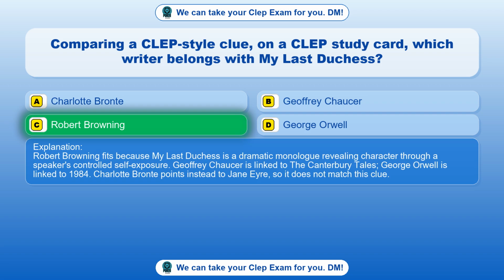Robert Browning fits because My Last Duchess is a dramatic monologue revealing character through a speaker's controlled self-exposure. Geoffrey Chaucer is linked to the Canterbury Tales, George Orwell is linked to 1984. Charlotte Bronte points instead to Jane Eyre, so it does not match this clue.